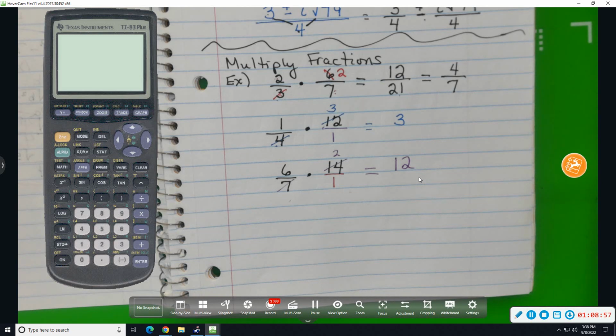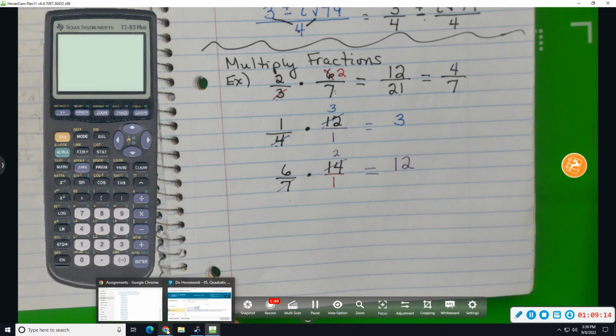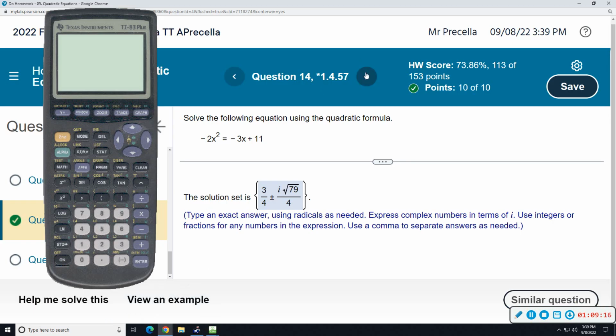This idea of cross-canceling is going to be very important in problem number 15. As I always say, the last problem's got to be the hardest. So let's look at number 15. Do not panic too much when you see it. They can panic a little.